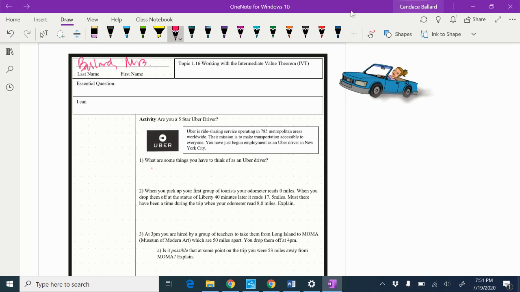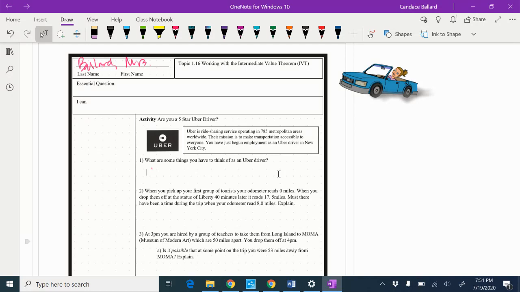All right, so the activity here talks about being an Uber driver. Uber is a ride-sharing service operated in 785 metropolitan areas worldwide. Their mission is to make transportation accessible to everyone. You would have just begun employment as an Uber driver in New York City. So I'm sorry, I did not change the example for California, so we're going with New York City.